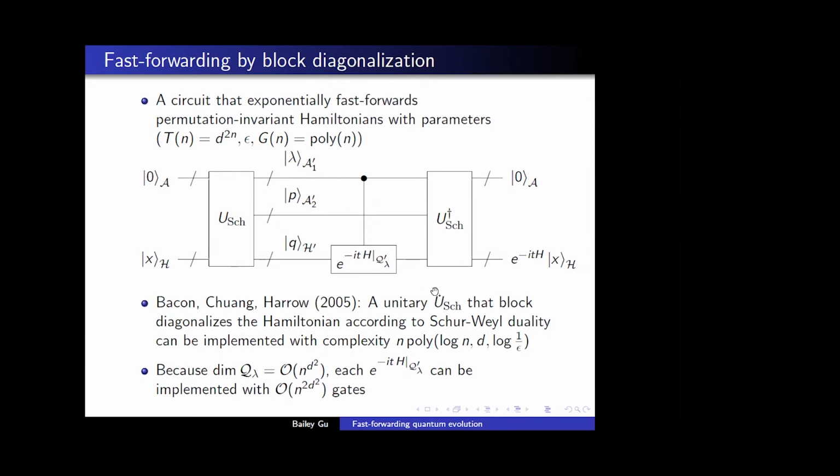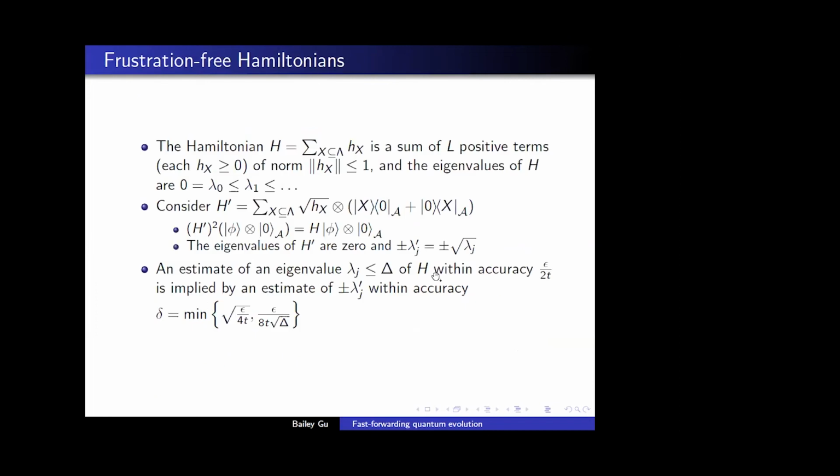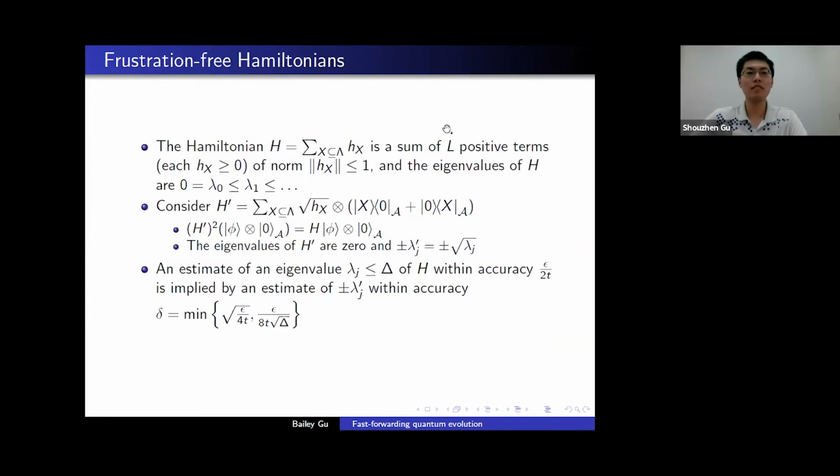Okay, cool. So now let me talk a bit about frustration-free Hamiltonians. We're considering a Hamiltonian that's the sum of h_x, where each term acts on a subset x of the full lattice lambda. There are going to be L non-zero terms, which are all positive and have bounded norm. The fact that the Hamiltonian is frustration-free means that the lowest eigenvalue of h is 0.